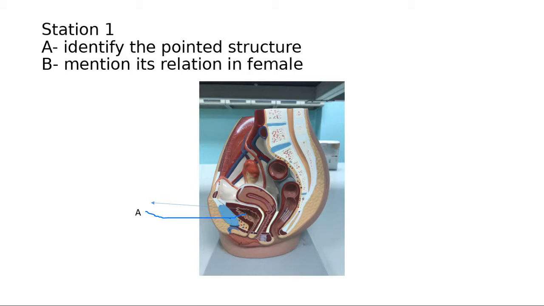Yes, urinary bladder. This is the urinary bladder. So in the urinary bladder, what you have to mention? You have to mention the relations of the female. What are the relations in the female? In the female, what is it related to? In front, the sternum? Yes, sternum.